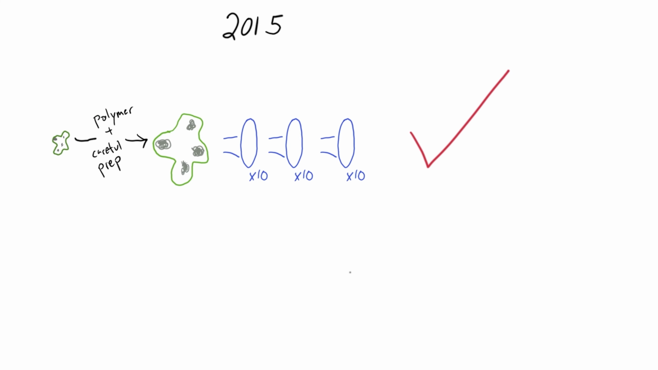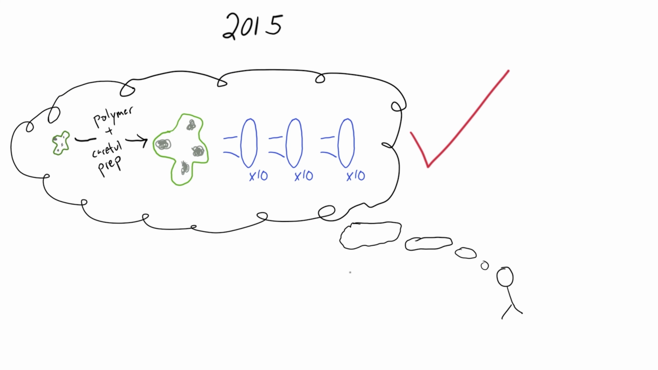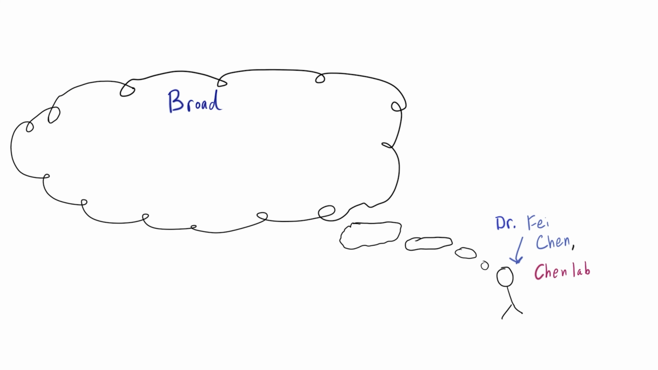Then, a traditional microscope can be used for imaging, greatly reducing cost, increasing throughput, and allowing for a traditional contrast usage. One of the inventors of this technique, Fei Chen, was a graduate student at the time, and now runs his own lab at the Broad Institute, researching spatial and temporal genomics.